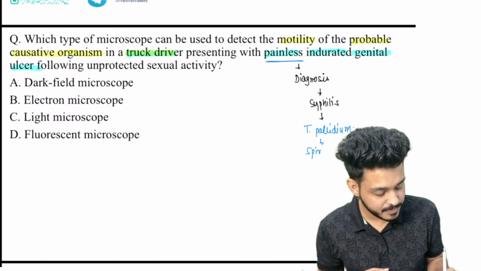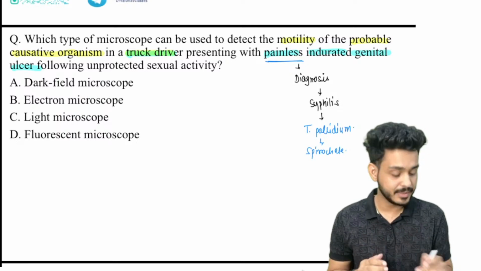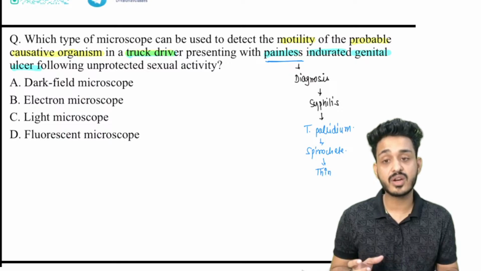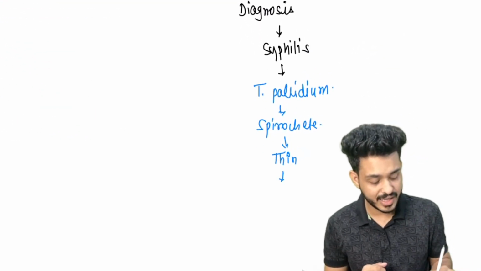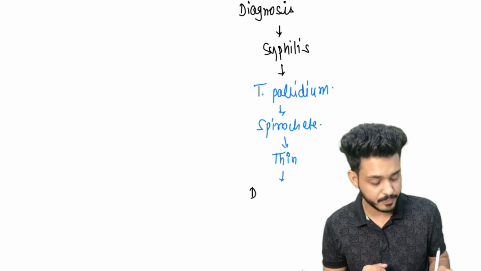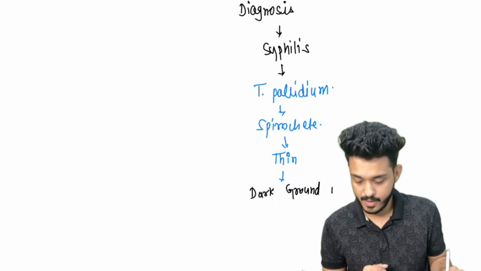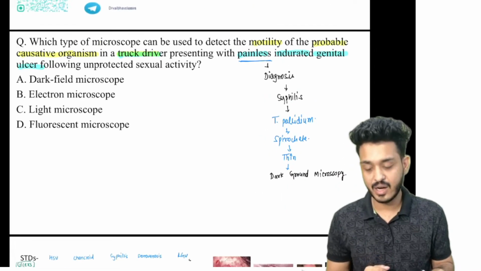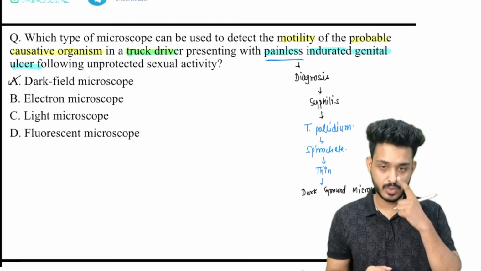It is a spirochete. It is a thin bacteria. Those bacteria which are not easily visible, those are thin bacteria. We are using which kind of microscopy? We are using dark ground microscopy. So that is your dark field microscope we can use.